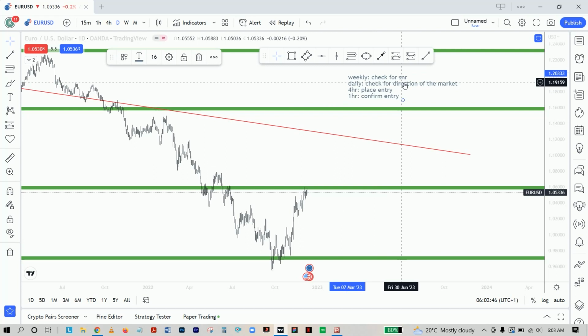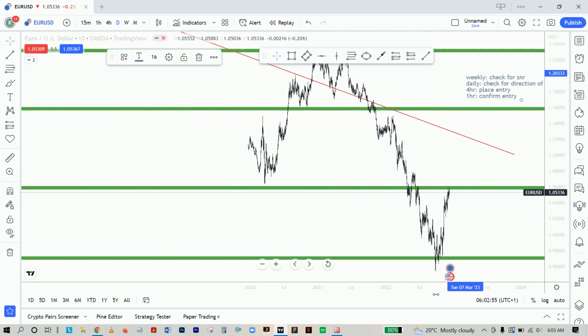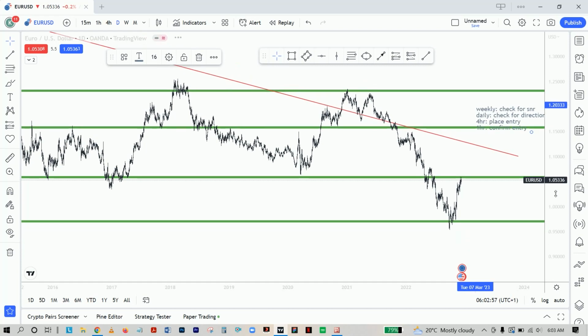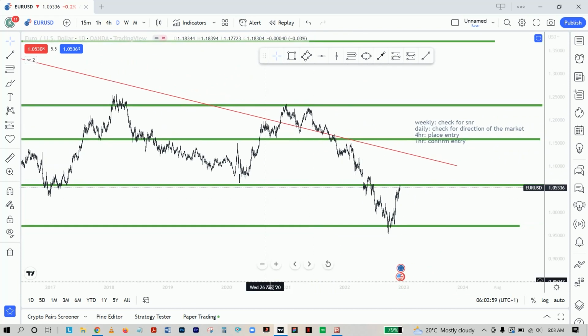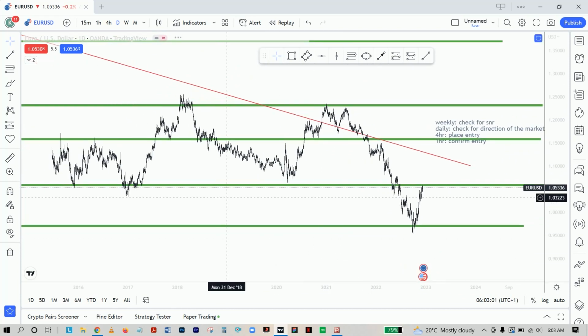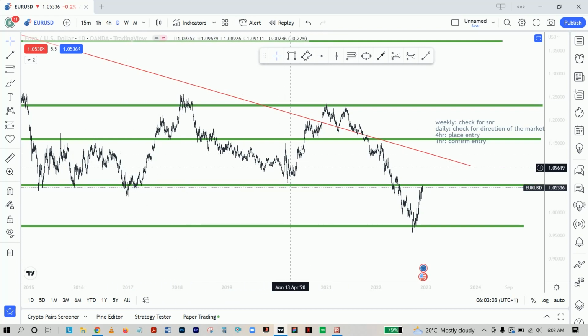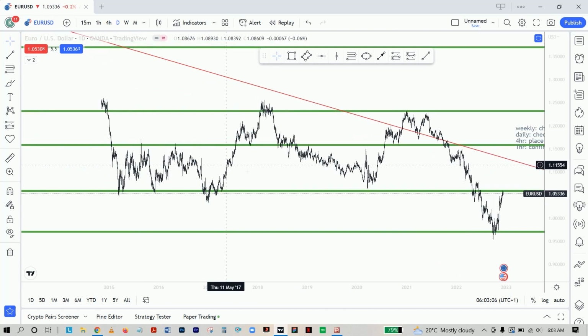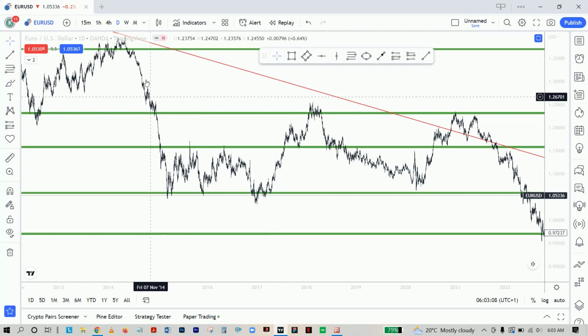So on the weekly, I draw my support and resistance level, and next I go to my daily time frame and check the direction of the market. So what do I mean by direction of the market? Very simple. By direction of the market, I mean I want to know the stage at which the market is. Now, you can see the market is in a downtrend, right?